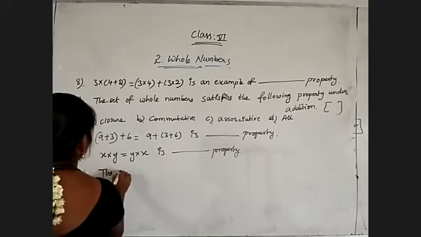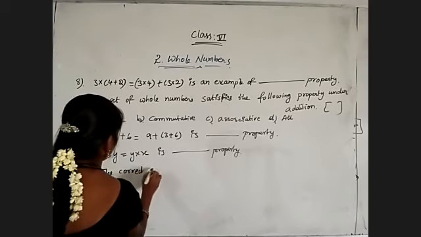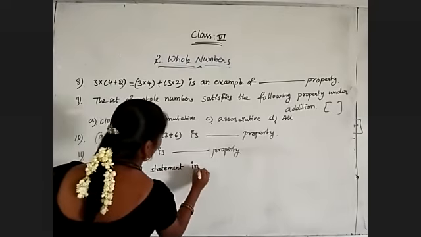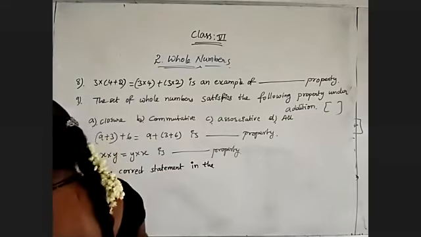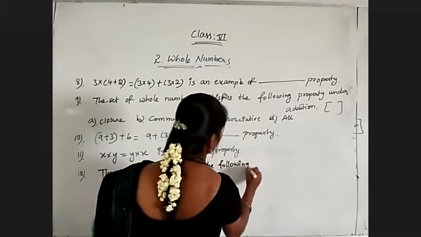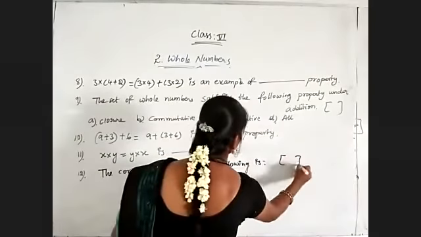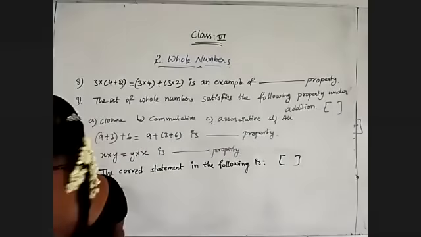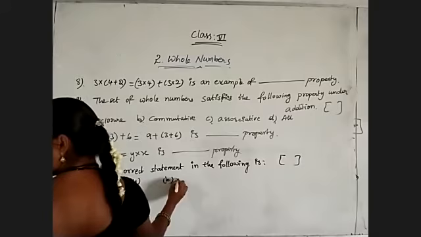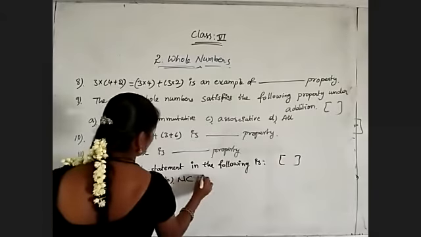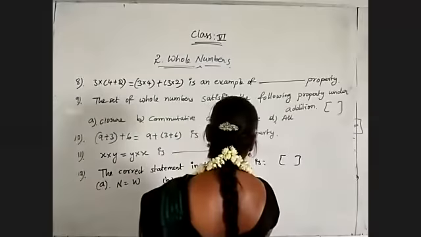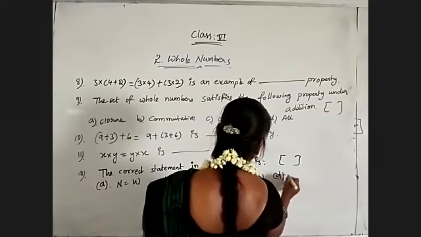The correct statement in the following is, so here also I am giving the options. My first option is N is equal to W, N is subset of W, W is subset of N, D none.